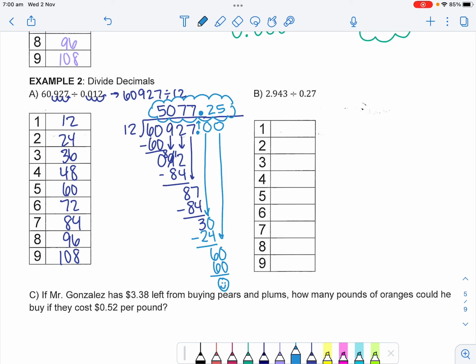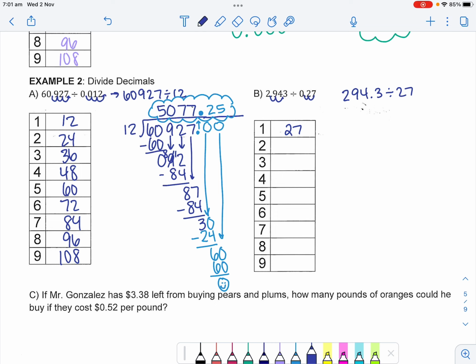In part B here, I'm going to move this decimal 2 times, 1, 2. So I'm going to move this one 2 times, 1, 2. So this becomes 294.3 divided by 27. So the first thing I'm going to do is create my multiplication chart with 27.